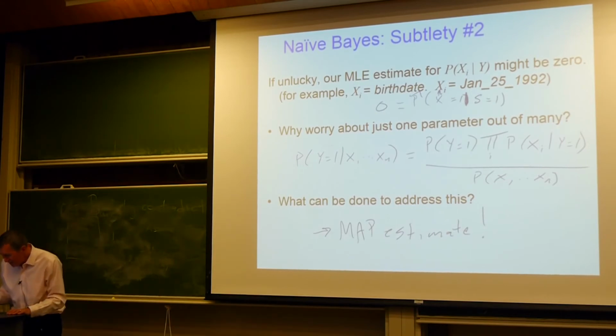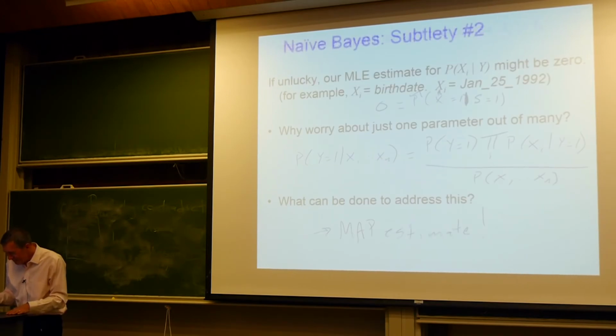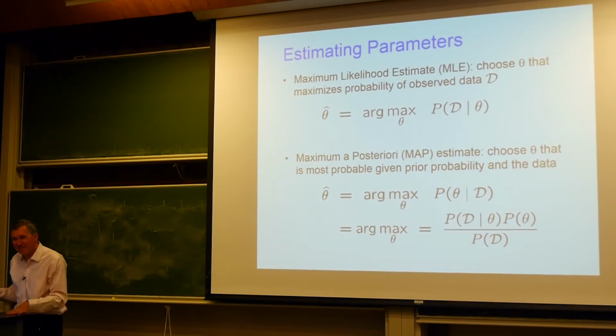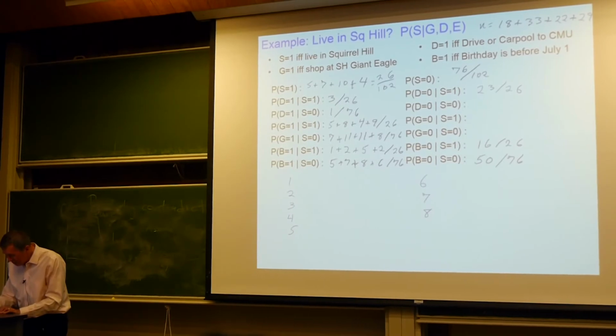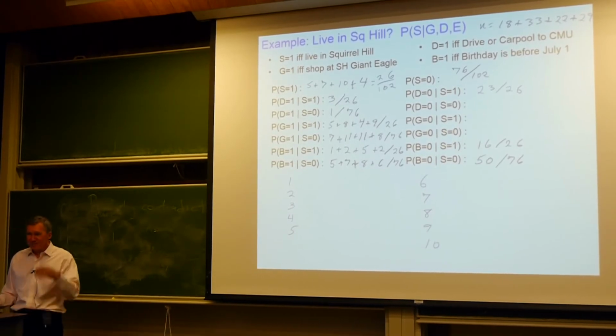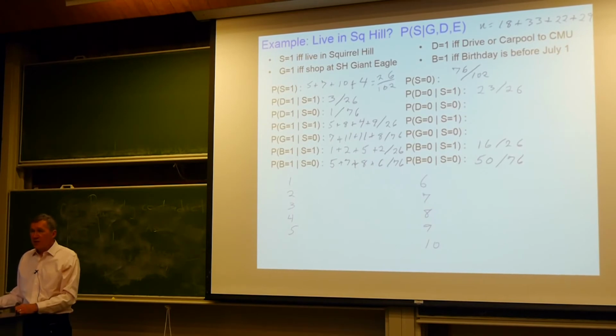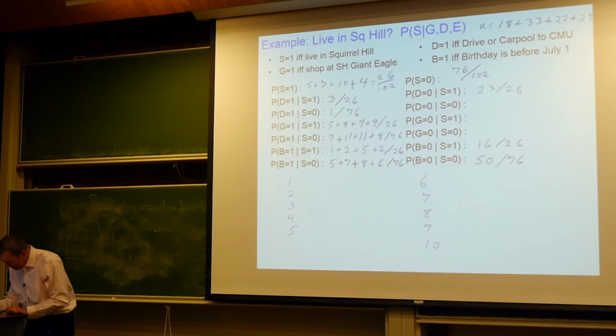Okay, so let's see, Nicole, how are we doing on our calculations? Calculations are fine. Shall I just call out when I should come back to you? What numbers would you like? Well, let's see. First of all, how many test examples do we have? 10. Okay. Can you read me out the probability that they live in Squirrel Hill for each of them? I do. The probability that they do live in Squirrel Hill.